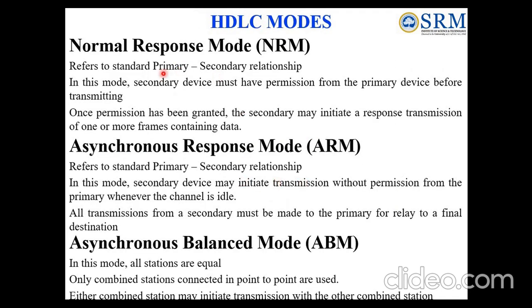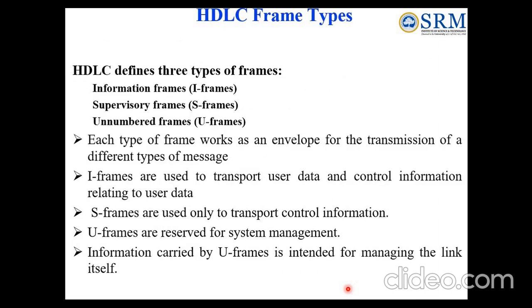Normal response mode refers to the standard primary-secondary relationship where the primary gives the command and the secondary responds alone. Asynchronous response mode, ARM, is the standard primary-secondary relationship where the secondary can also transmit data without permission from the primary if the channel is idle. In asynchronous balanced mode, all stations are equal, only combined stations are used on both sides. Anyone can give a command or response.